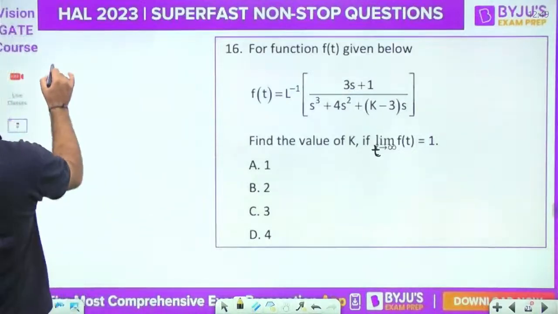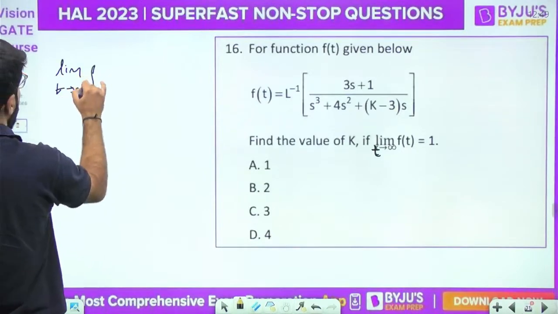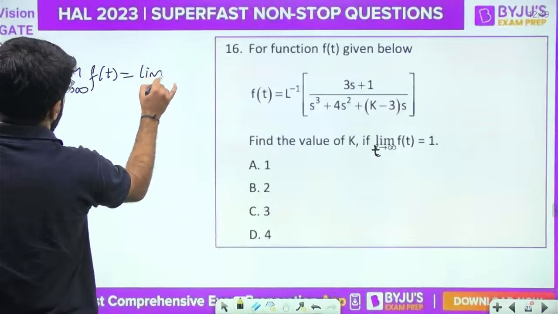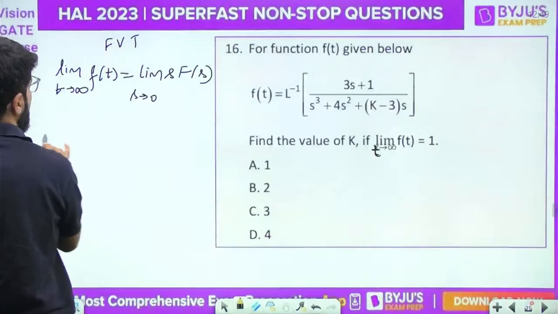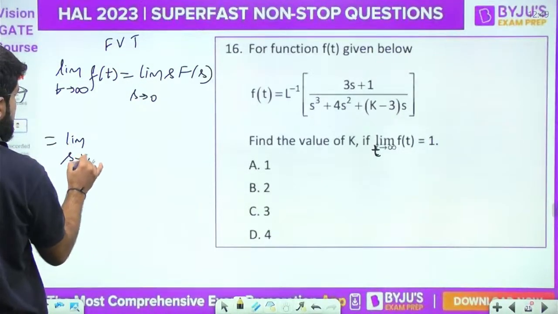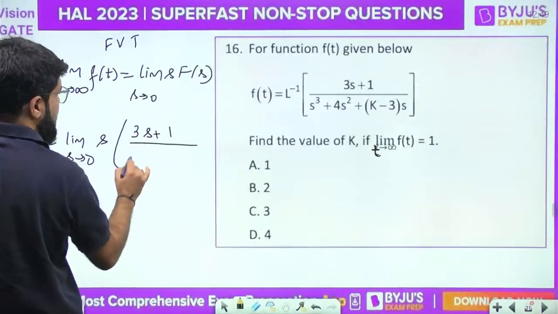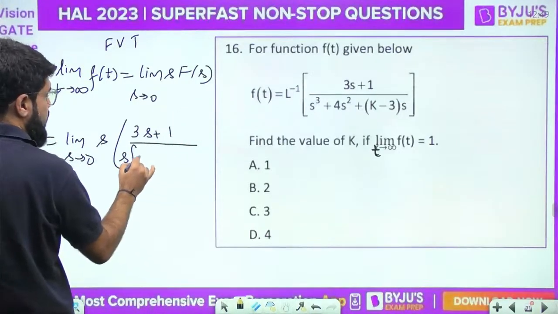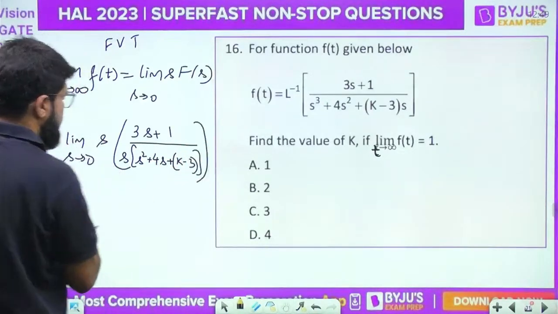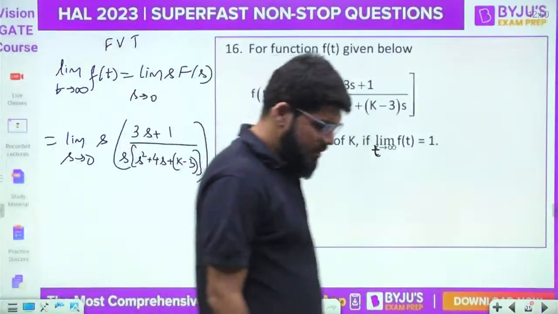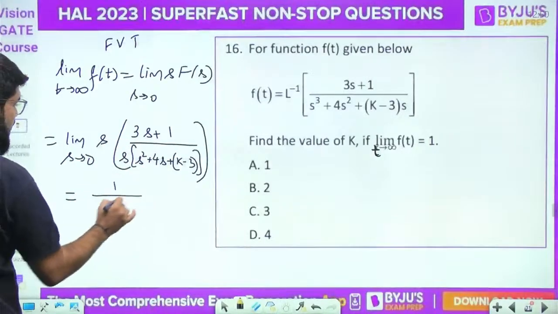Okay, so now limit t tending to infinity. Final value theorem: limit t tending to infinity f(t) can be solved as limit s tending to 0 of s into F(s). The Laplace transform is itself given, that is (3s plus 1) upon, from the denominator I can take s common, so it's going to be s square plus 4s plus (k minus 3). So that s and s will get cancelled. As s tends to 0, we get 1 upon k minus 3.